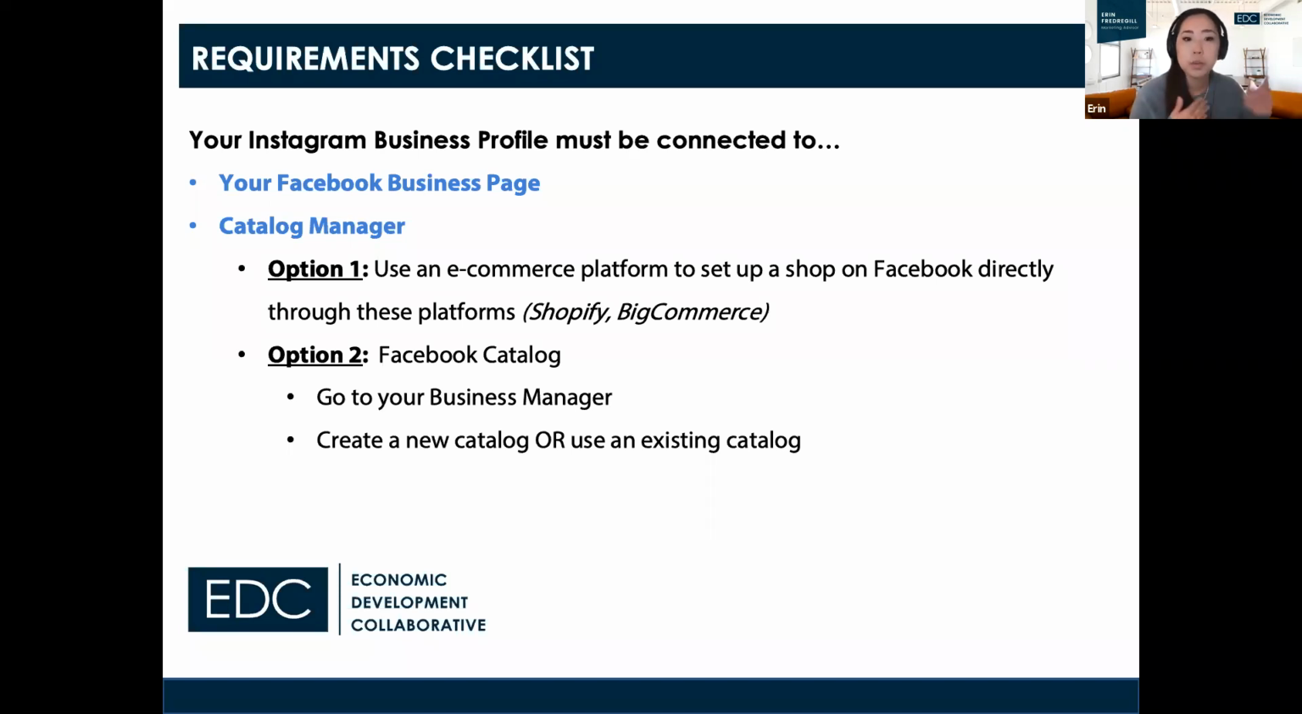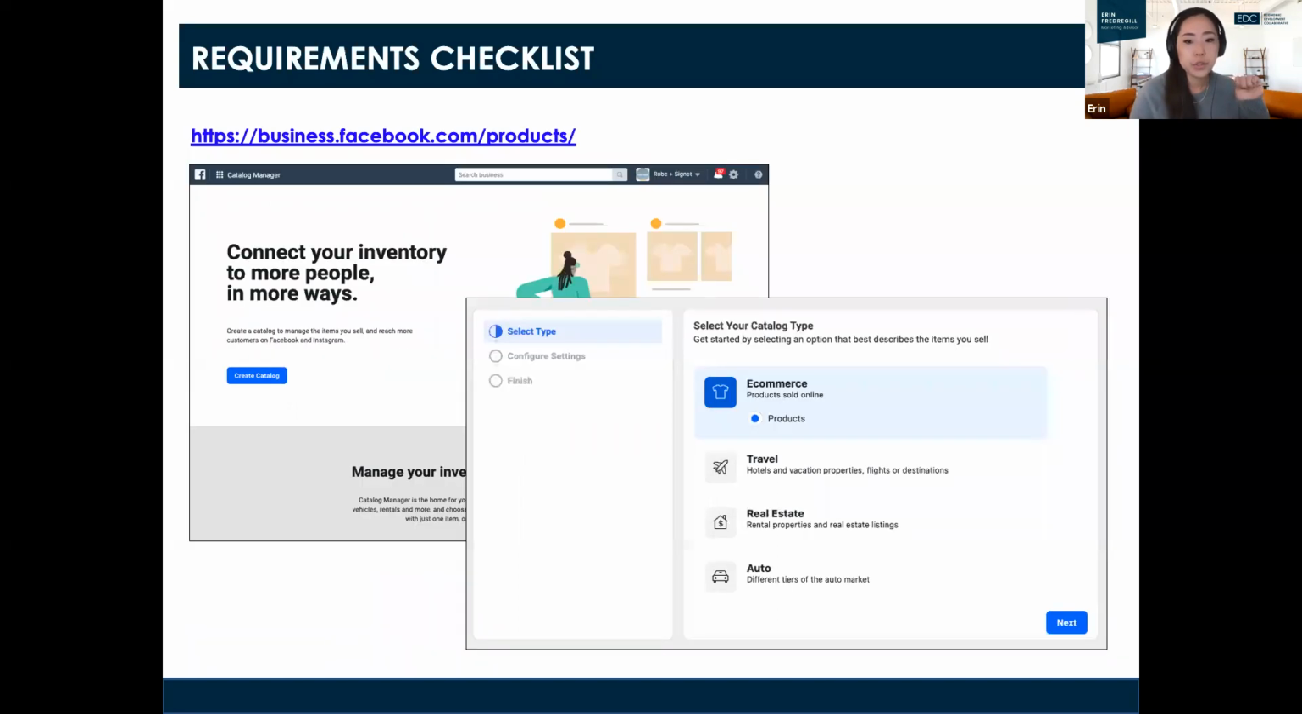So you would go to your business manager, assuming that you already have that set up, and you would either create a new catalog or use an existing catalog to connect to your Instagram business account. So if you don't have a product or Facebook catalog yet, these are the steps to create one.